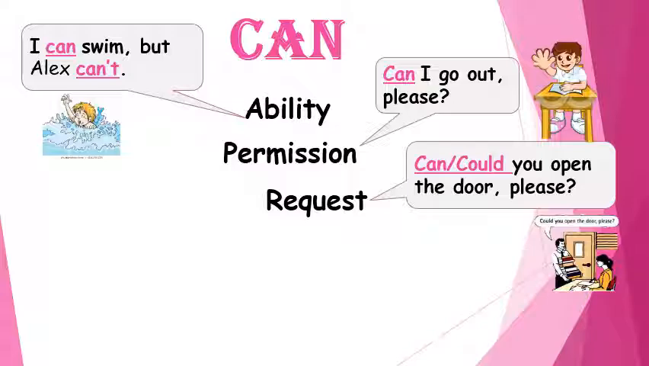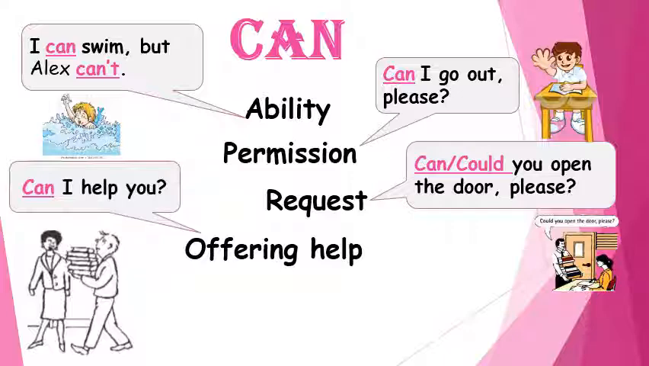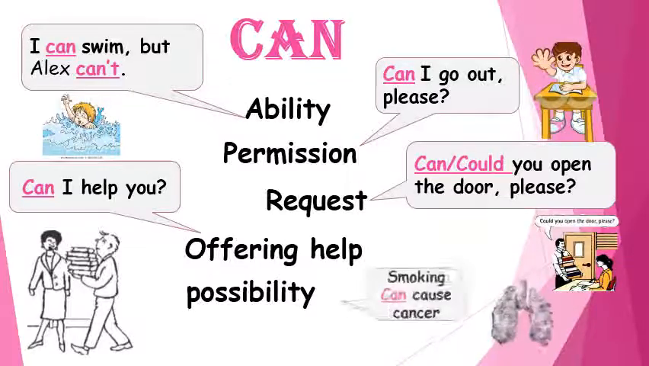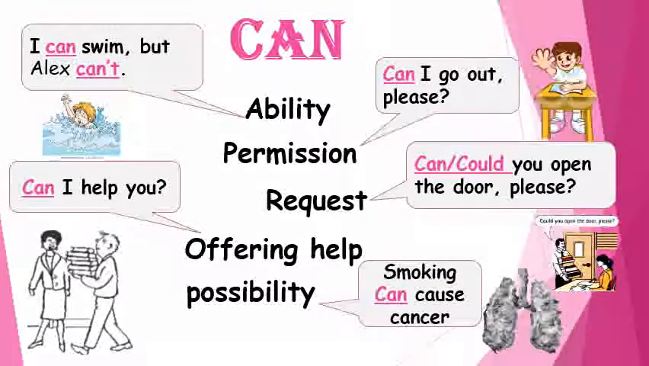Next one, offering help: we can use the modal can to offer help. Can I help you? In this sentence the lady is offering her help to the young man to help him carry the books. Can I help you? Possibility: smoking can cause cancer. The modal here is can, followed by the verb cause in the bare infinitive, and the whole sentence expresses possibility. There is a possibility that smoking causes cancer.